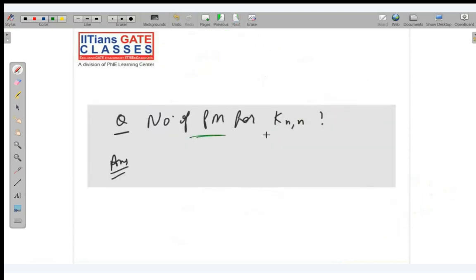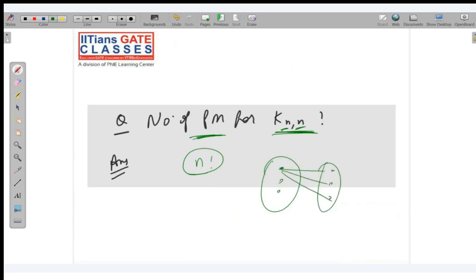Okay, so number of perfect matching for K n,n, for a complete bipartite graph having n and n vertices. So what will be the number of perfect matching for it? That will be clearly n factorial. How n factorial? See this. If we have say n and n same, so here 3 and here also 3. So you can take this. Okay, so this is the complete bipartite graph of n and n here. So number of perfect matching will be n factorial. Why?